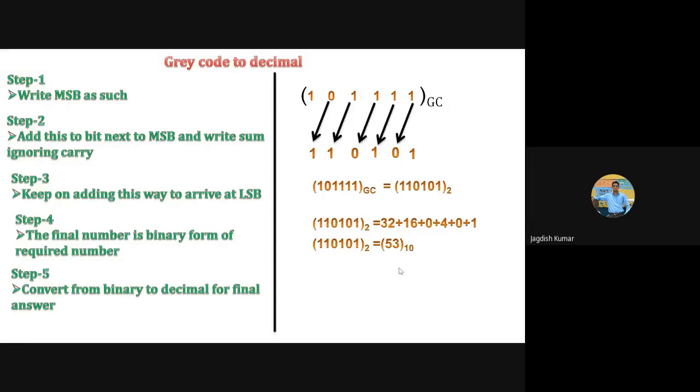So that is what we have already checked. 53 had the corresponding gray code being this one. And here we saw how to convert from a particular gray code to decimal form. I hope this is also clear to you because this is very simple. Is this clear?